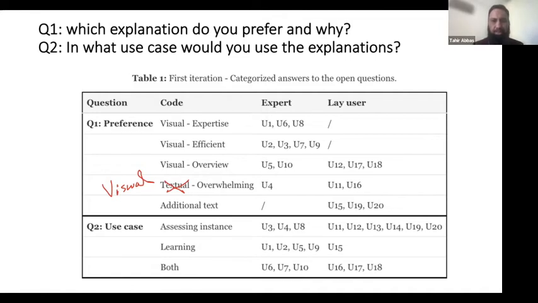Then some users did not actually like the visual explanation, and among them, 1 was an expert and 2 were lay users. They didn't like it because, according to them, the visual explanation is kind of overwhelming for them. And some lay users actually advised to add additional text to properly comprehend the visual aspect of the explanation.